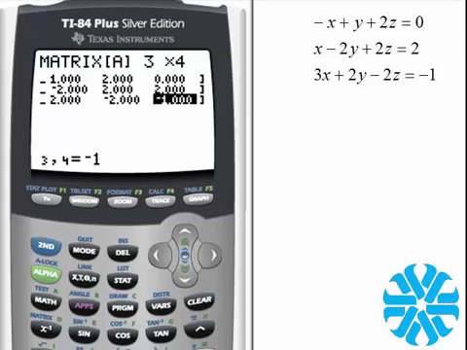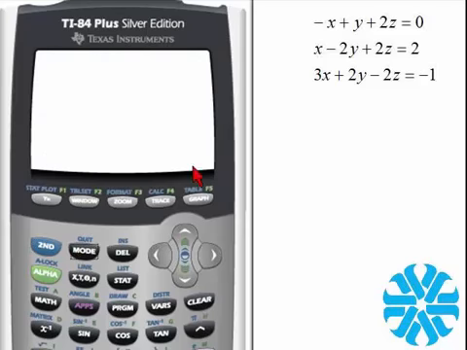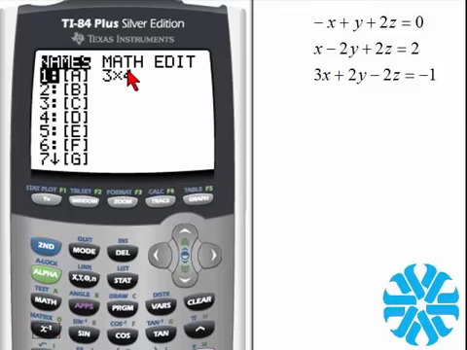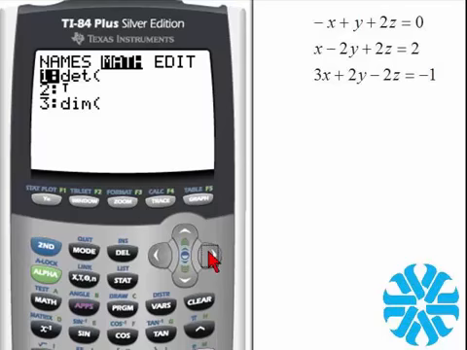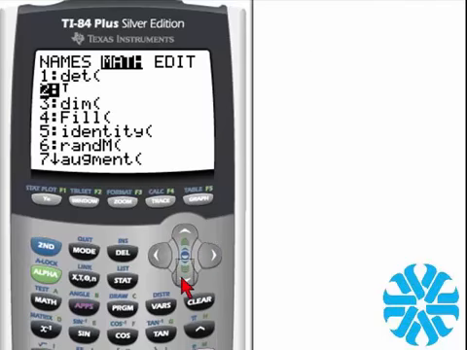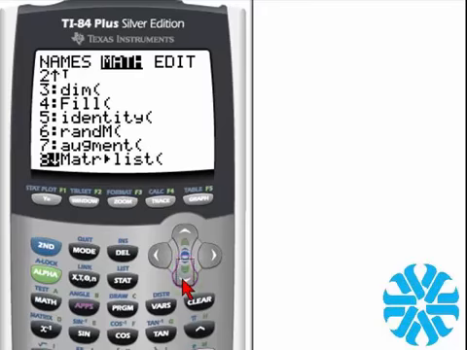Okay, so as was mentioned before, we need to completely quit out of the matrix mode and get back to the main screen in order to do the matrix operation. So go second function and quit. So now we're here at the main screen. Let's get back into the matrix mode, second function matrix, and we want to go to math, and we want to find the RREF.